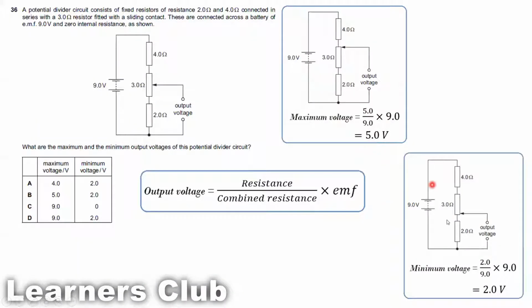To get the minimum voltage, the slider should be in this position. The resistance corresponding to the output is 2 ohm. 2 ohm divided by 9 times the EMF of the battery. So the minimum voltage is 2 volt. As you can see, the maximum voltage is 5 and the minimum voltage is 2. It is in option B. Therefore, the answer is option B.